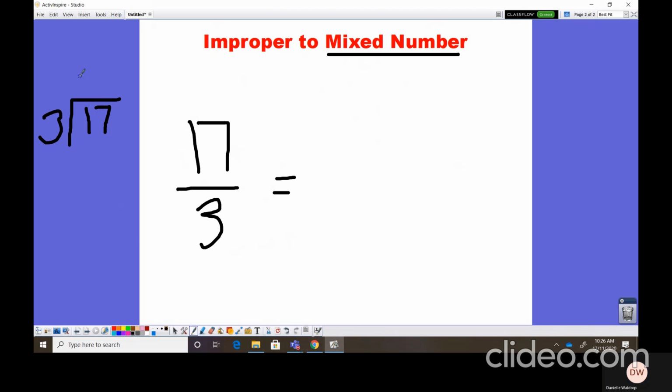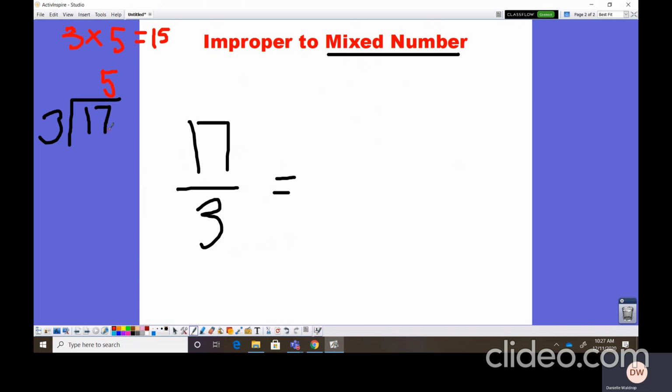Okay. How many times will 3 go into 17 without going over 17? Remember, you have to think. 3 times what will get me close to 17? 3 times 3 is 9. It's not close enough. 3 times 4 is 12. 3 times 5 is 15. 3 times 6 is 18. Well, 6 is too big because that would be 18. So I'm going to go with 5 because 3 times 5 is 15. So I'm going to say that 3 will go into 17 5 times.